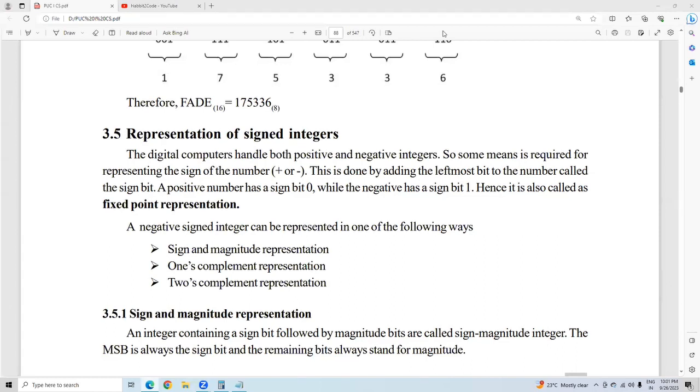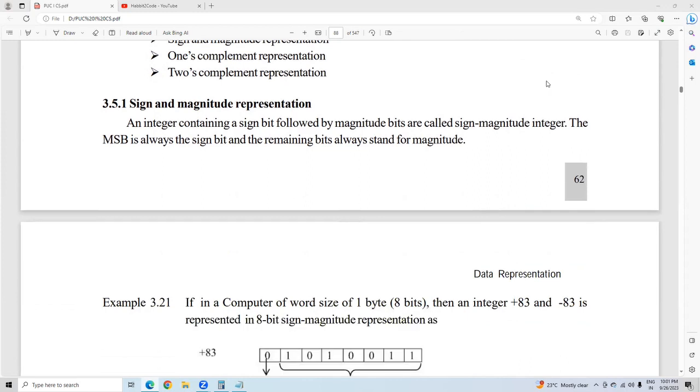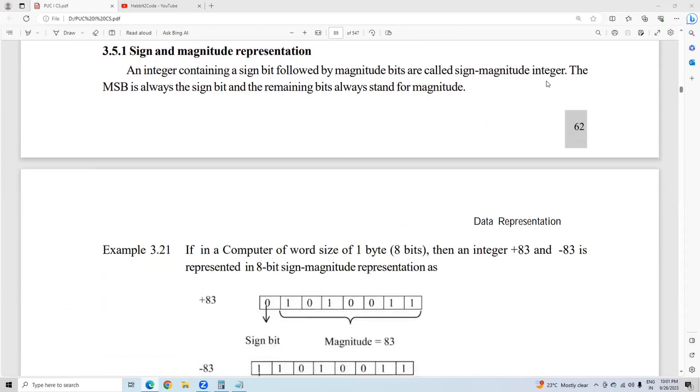Okay. So now here is the representation of signed integers. That means how a positive number and a negative number will be represented. There are 3 methods for that: sign and magnitude representation, 1's complement representation, and 2's complement representation. Let us check them one by one.